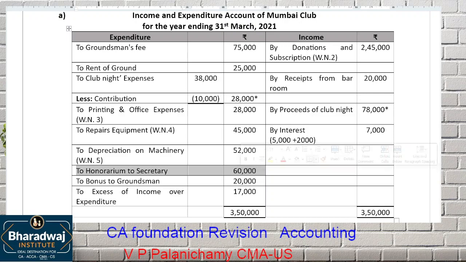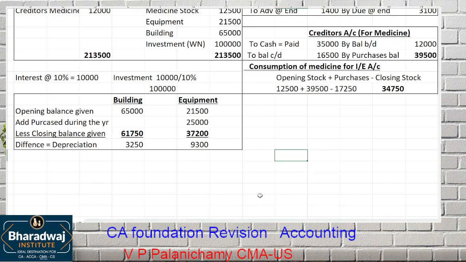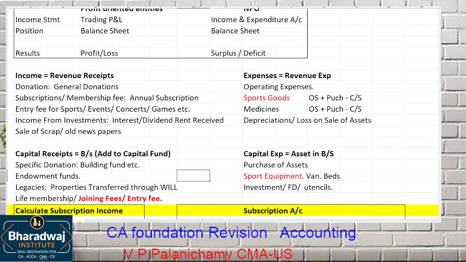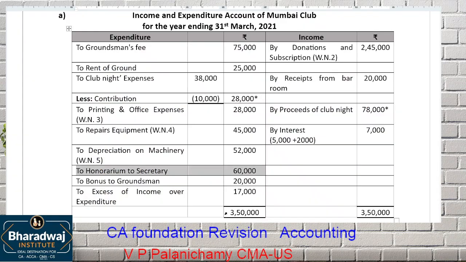What did I say about entrance fees? Is it not a capital receipt? Live membership fees, joining fees, entrance fees, what are they? One time receipt, that should be taken as which one? Capital receipt.